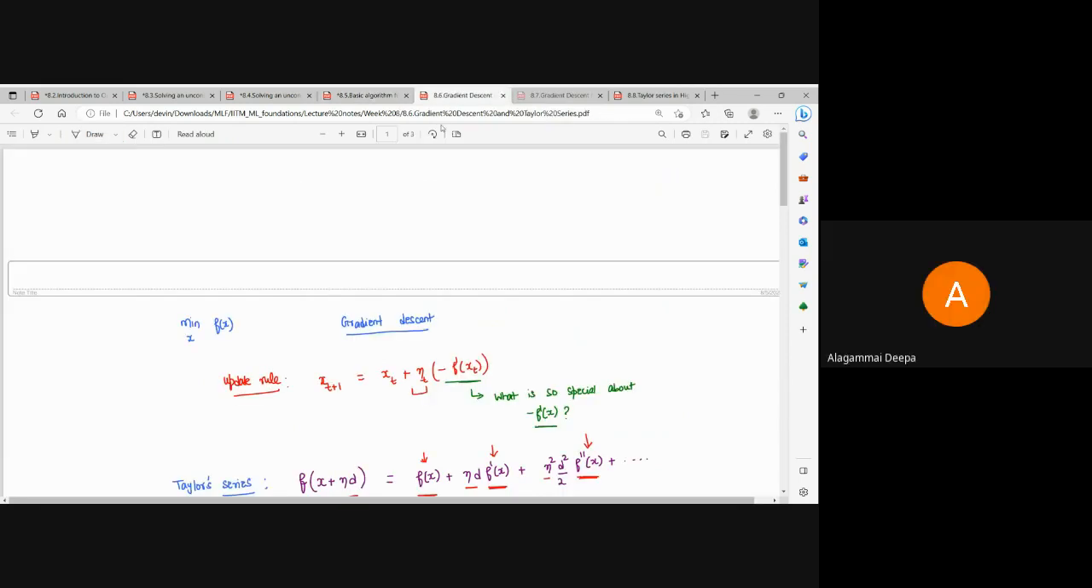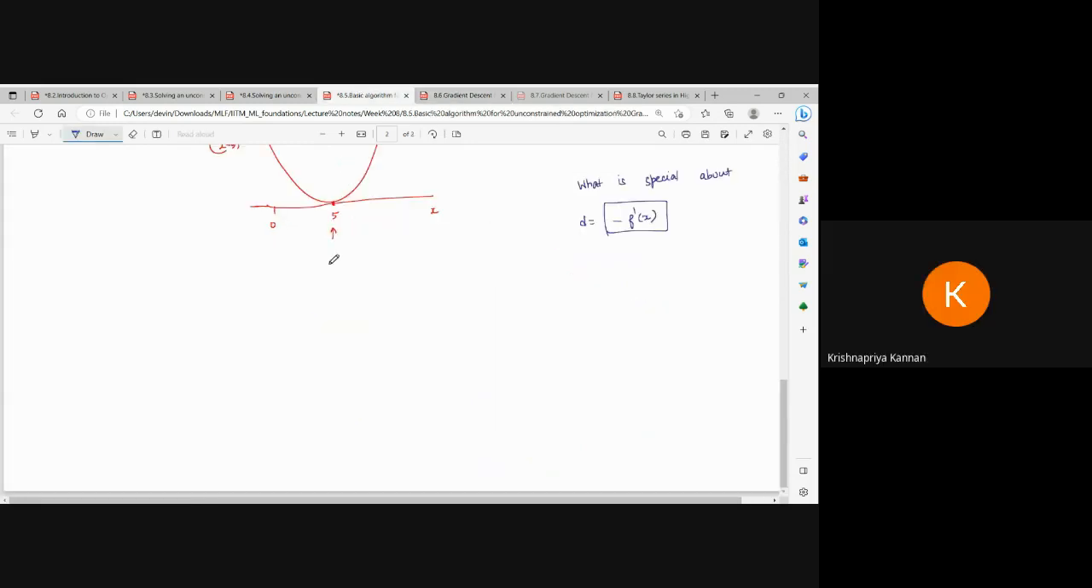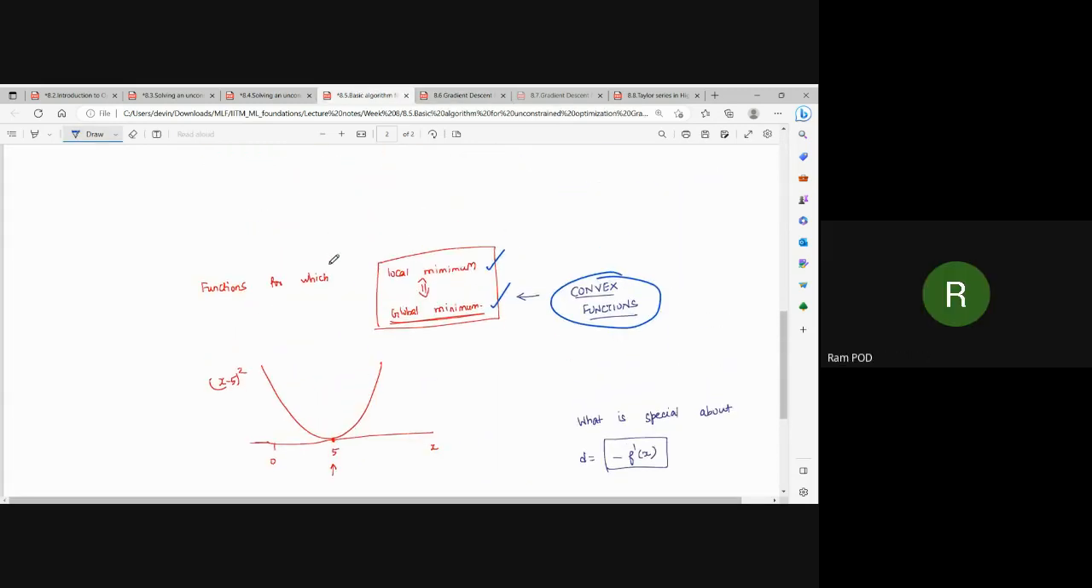Yes, sir. Did you say convex functions? I didn't hear that properly. Did you say convex functions?